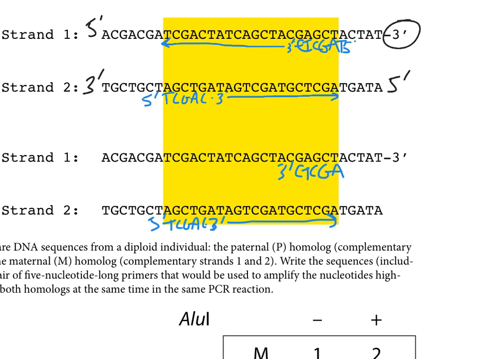Now, the second part of this question involves a digest of this 20 nucleotide fragment, or 20 base pairs, with the enzyme AluI, which cuts at the following sequence: 5' AGCT.